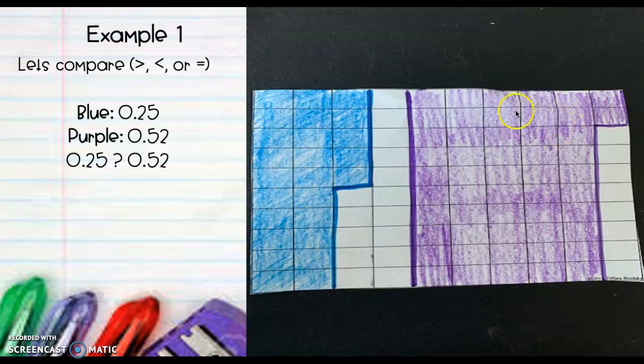Well, when I look at this, it's a clear visual representation that this purple is way bigger than the blue, okay? So that helps me to know that 25 hundredths is less than 52 hundredths, okay?